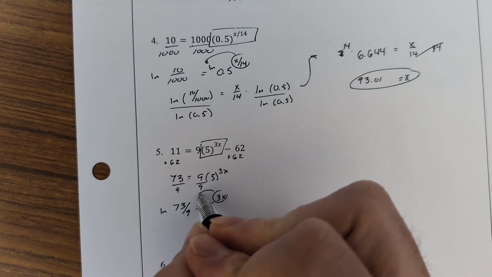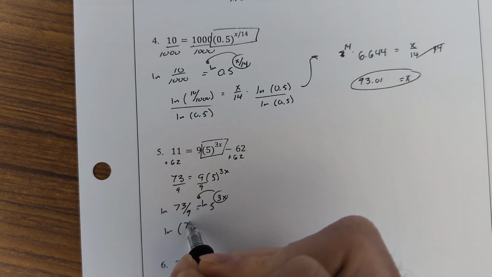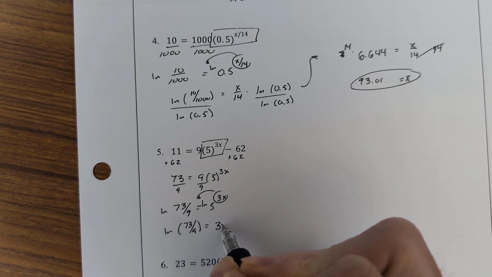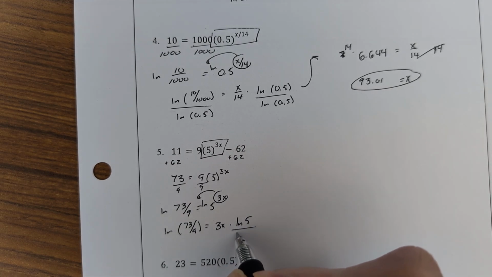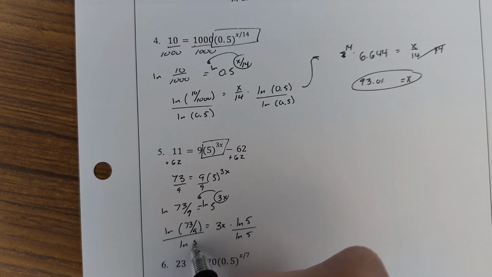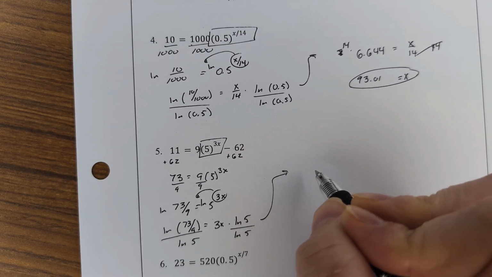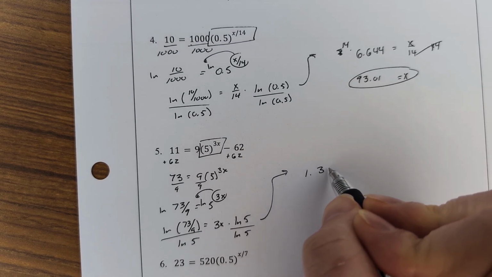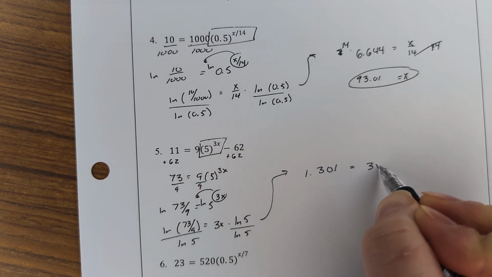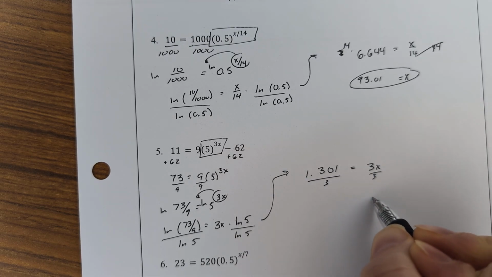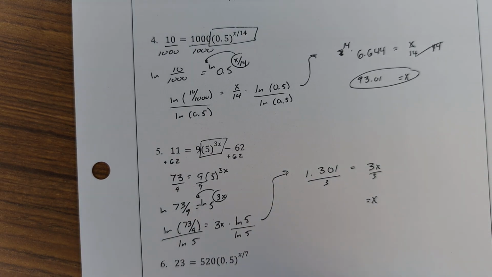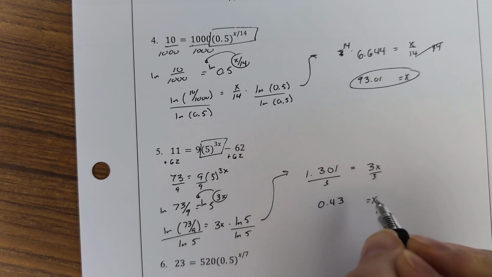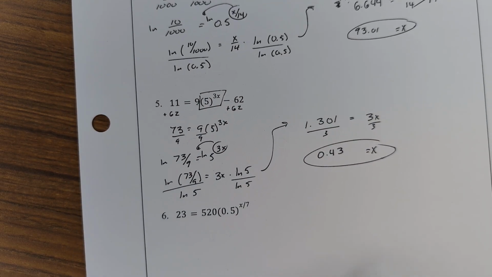ln on both sides lets me pull the exponent out front. ln 73 over 9 equals 3x times ln 5. Get rid of the ln 5 on both sides. So ln 73 over 9 divided by ln 5 gives me 1.301 equals 3x. So divide both sides by 3. 0.43.